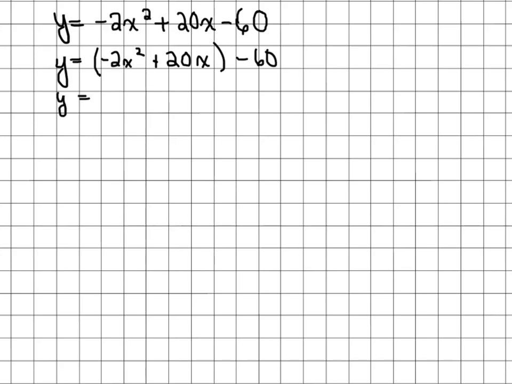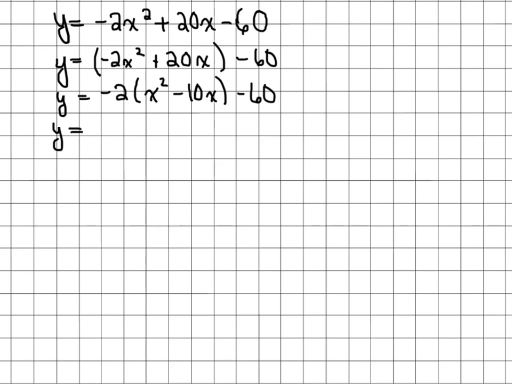Common factor out the -2 from the terms in the bracket. So I have minus 2, and I'm left with x squared minus 10x. And so again, common factoring, -2x squared divided by -2 leaves me with x squared, and positive 20x divided by -2 leaves me with negative 10x. And I again ignored the minus 60. Not common factoring from there.